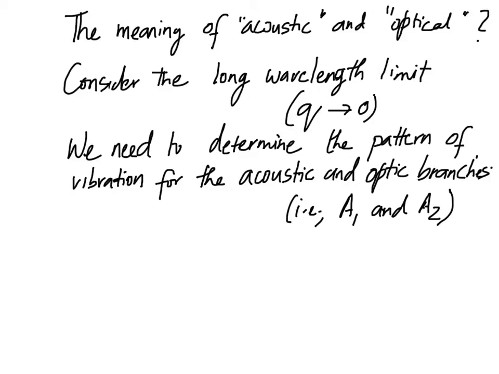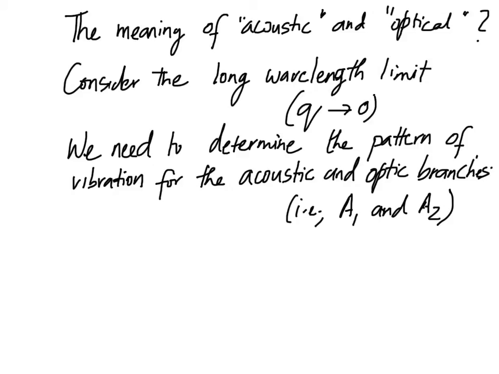In order to do that, we need to consider the long wavelength limit, the q tending to 0 limit, and we need to determine the pattern of vibration of the acoustic and the optic branches, the modes contained in the acoustic and optical branches. In other words, we need to determine A1 and A2. Remember, A1 and A2 are the amplitudes of oscillation. So determining A1 and A2 for certain limiting cases will allow us to picture how the atoms are actually moving.